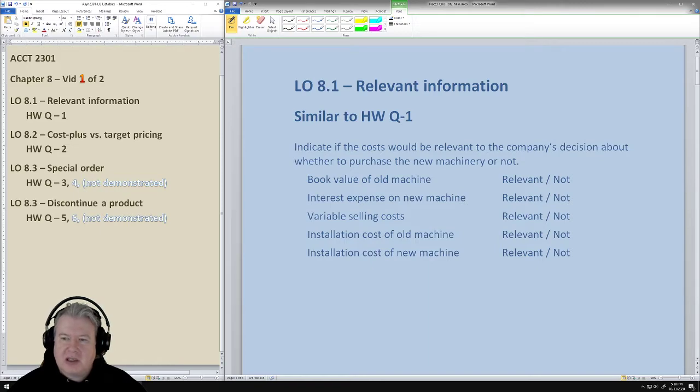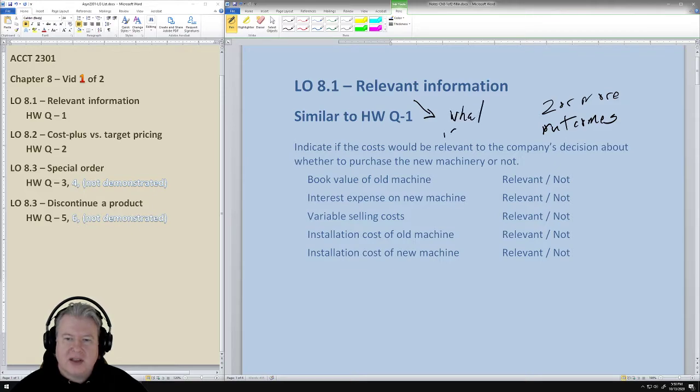Relevant information regards two or more outcomes or decisions, and whatever is relevant is something that is different between them. So relevant really is focused on what is different. If it's not different between the 2 outcomes, it's not to say that it's not a cost. It's just that it's not relevant for the decision.